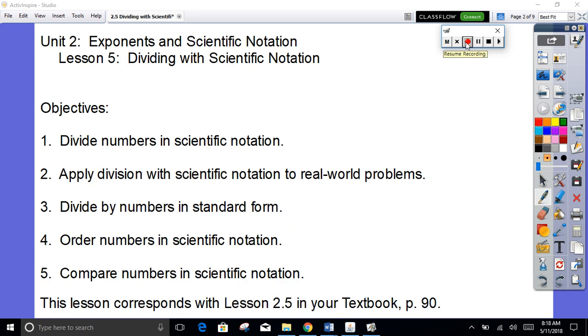So today's lesson, just like before we learned how to multiply with exponents and then we did scientific notation with multiplication. Now we've done dividing with exponents. Now we're going to do dividing with scientific notation. So we'll be dividing numbers in scientific notation, solving real-world problems, dividing by numbers in standard form. There's a lot on this lesson. Ordering numbers in scientific notation and comparing numbers in scientific notation.